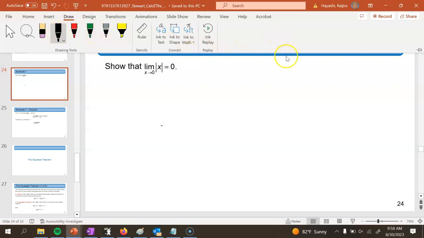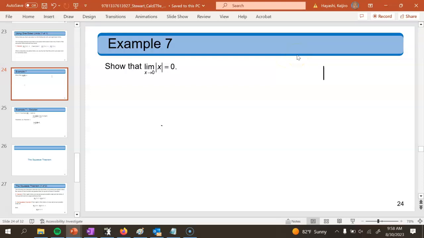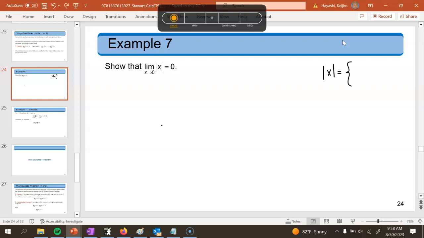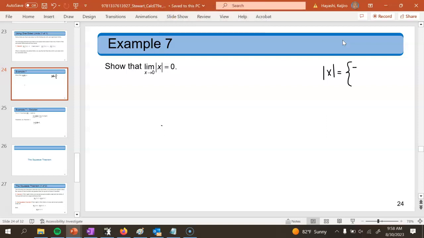Now, the absolute value function is the function that's defined as follows. It's a piecewise function. The absolute value of x, or of anything really, if x is negative, it equals the negative of that negative number, turning it into a positive. So it equals negative x if x is less than 0. However, if x is positive, then you just use the number as it is.